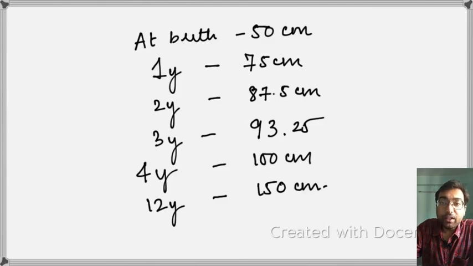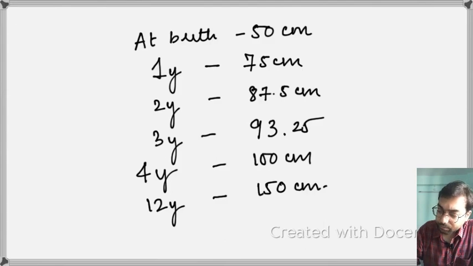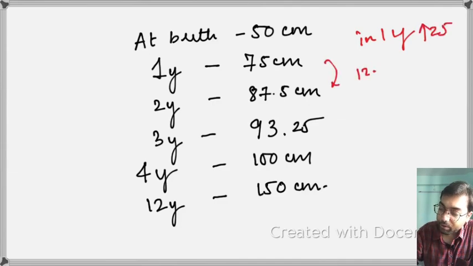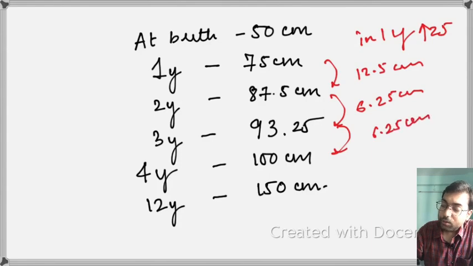In 1 year the length increases by 25 centimeters, so it becomes 75 centimeters. In 2 years it is 87.5. So how to remember this? It can be remembered very easily. In the first year it increases 25 centimeters. In the next year, from 1 to 2 years, it increases 12.5 centimeters. In the next year it increases 6.25 centimeters, and in the next it again increases 6.25 centimeters. So you just have to halve each time: 25, then half is 12.5, then half is 6.25, and then 3 years to 4 years is again 6.25.